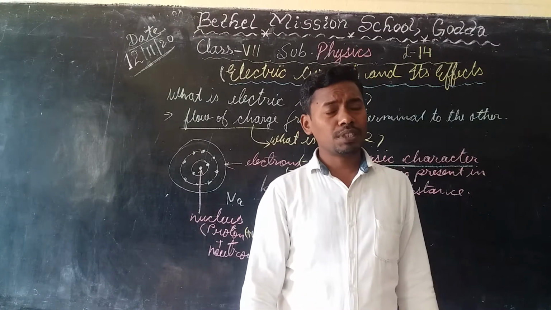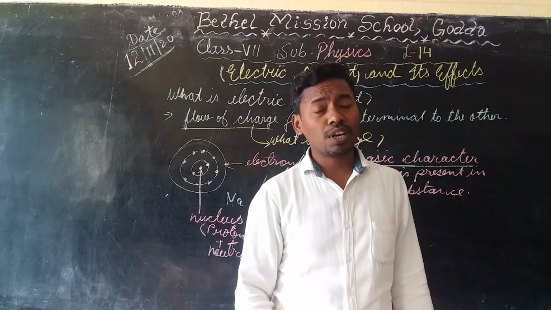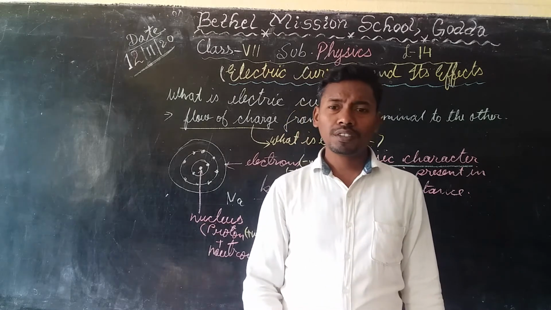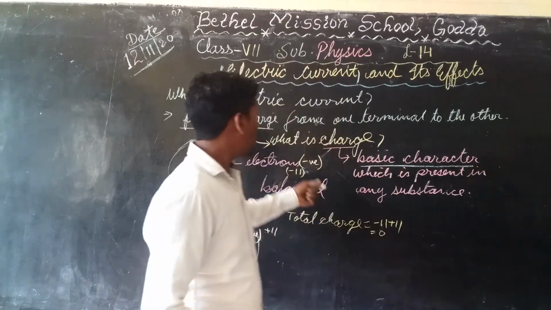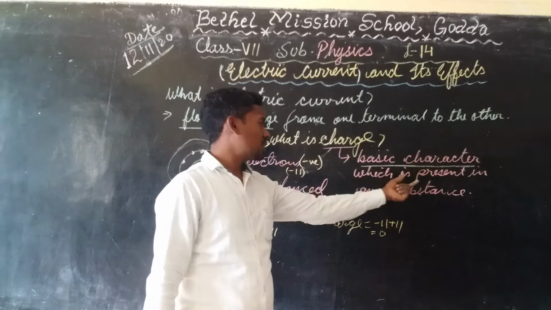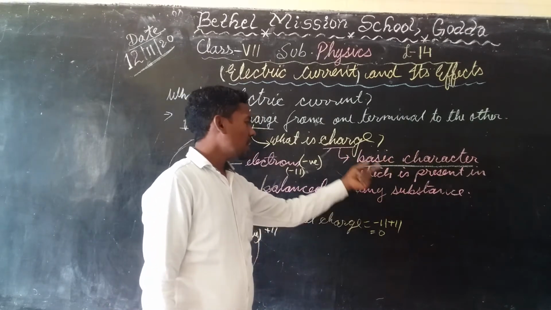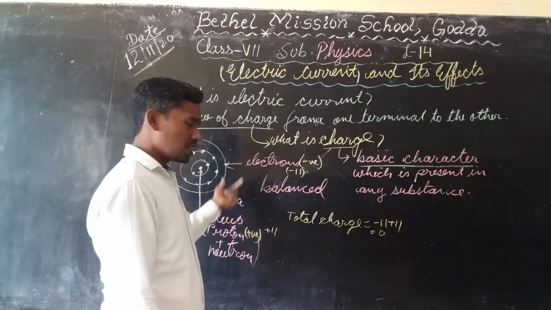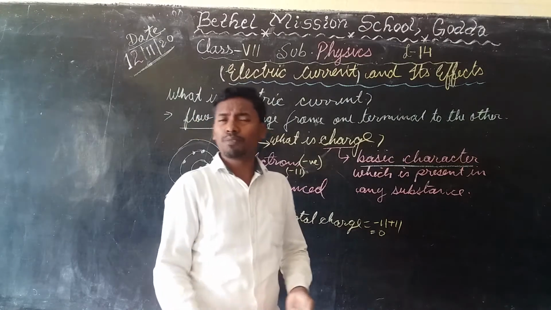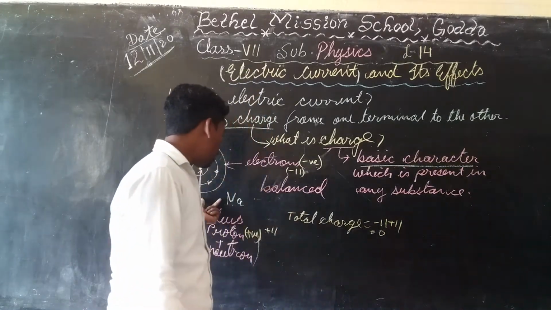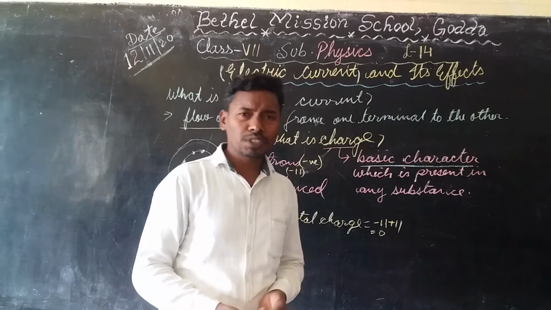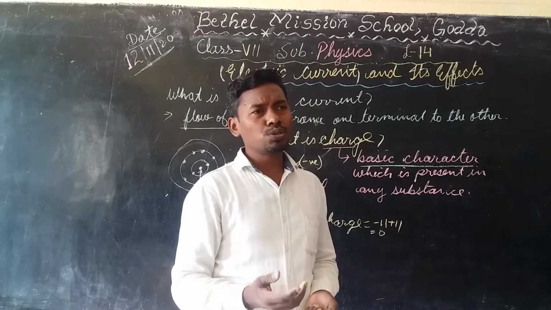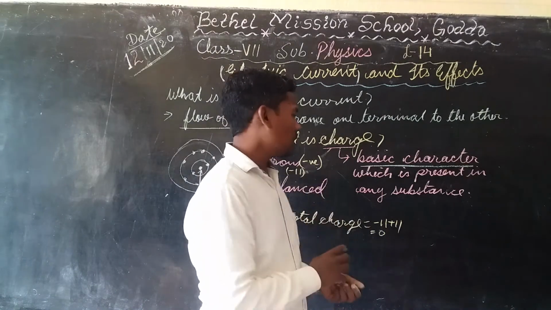Why? Charges are present, but what happens? They balance themselves. So this is what I was talking about. What is charge? Charge is the basic character which is present in any substance. You understood that charge is a basic character present in any substance, because all substances are made up of atoms. Here we took the example of sodium, but there are so many elements which make up so many materials. So in all the materials, on all the atoms, the same thing happens.